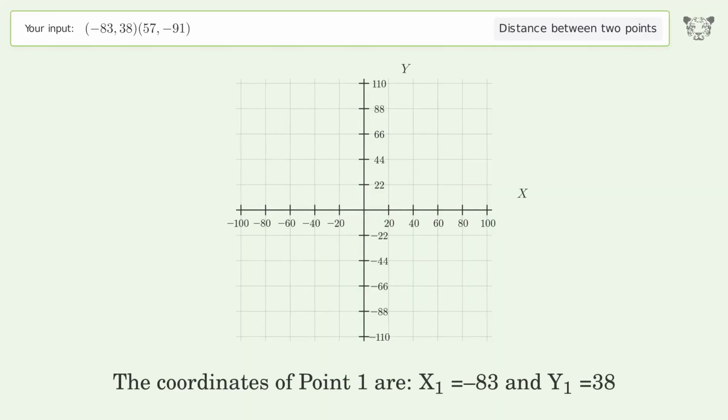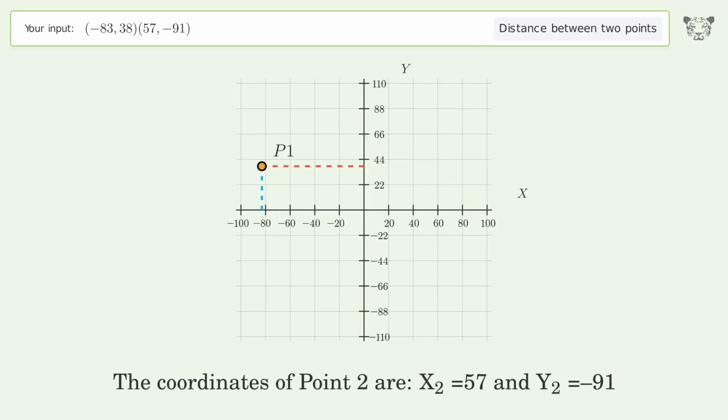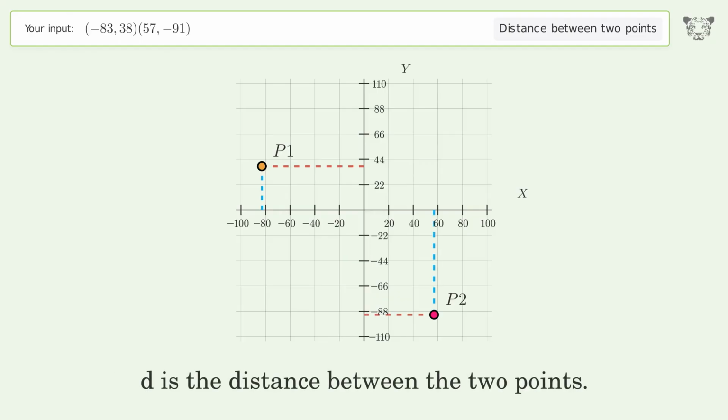The coordinates of point 1 are x1 equals -83 and y1 equals 38. The coordinates of point 2 are x2 equals 57 and y2 equals -91. D is the distance between the 2 points.